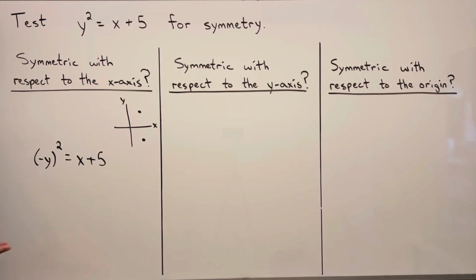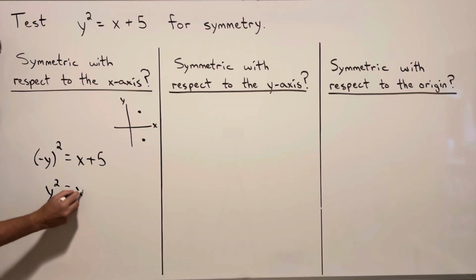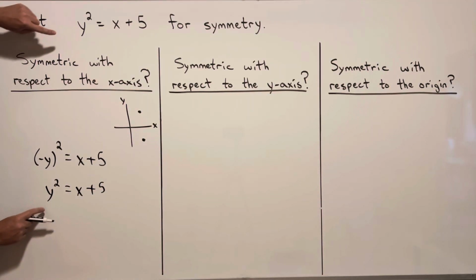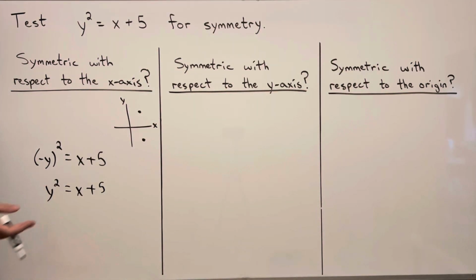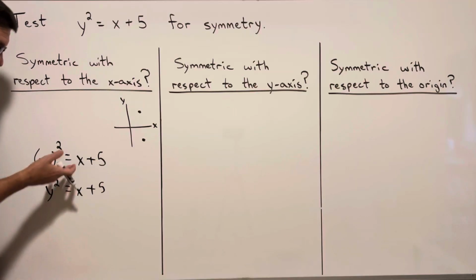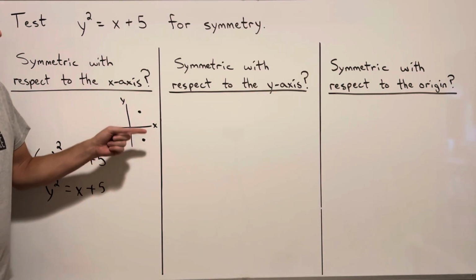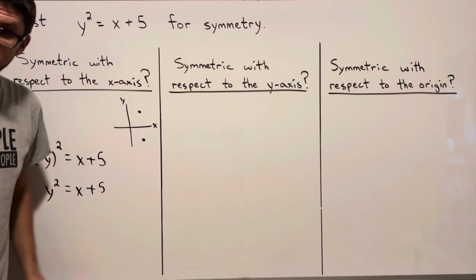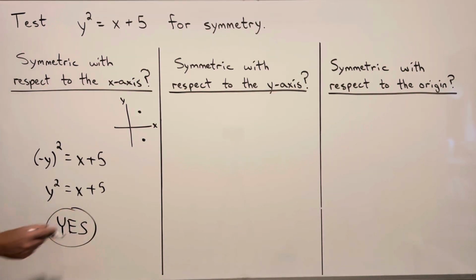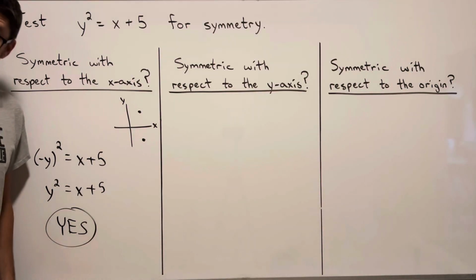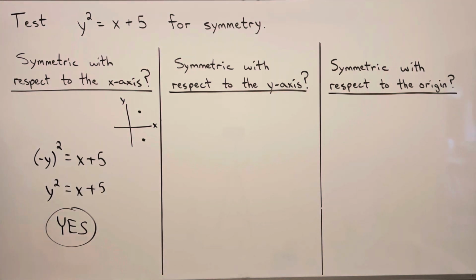So negative y squared, since the negative y is in parentheses and it's being squared, squaring a negative number makes it positive. So this is going to come out to y squared equals x plus 5. And you can see that the equation is the same. That means if we plug in positive or negative y value, the x value stays the same. So whatever the graph looks like here, it's going to be symmetric to the x-axis. So this would be yes. If you get the same equation when you plug in negative y, then it is symmetric to the x-axis.